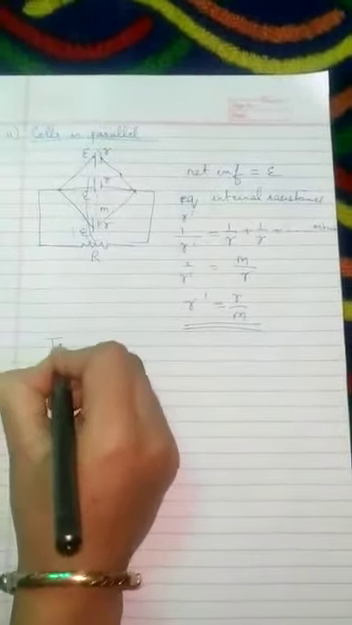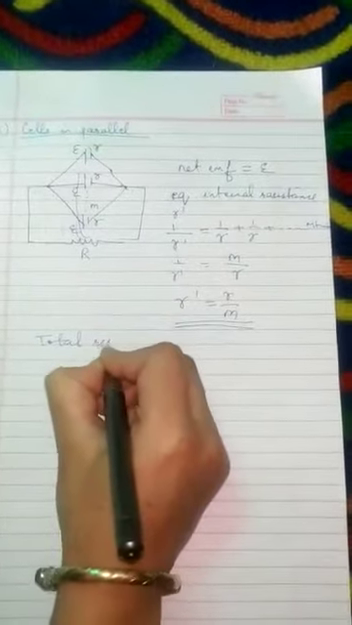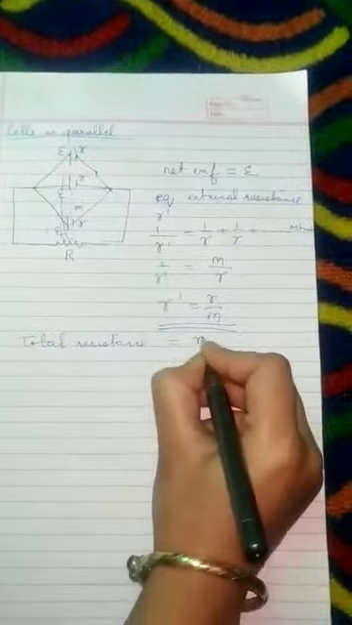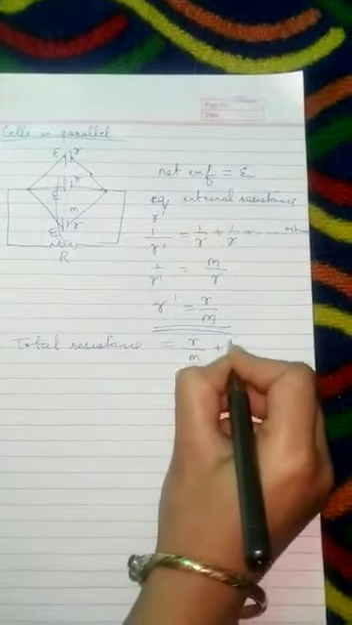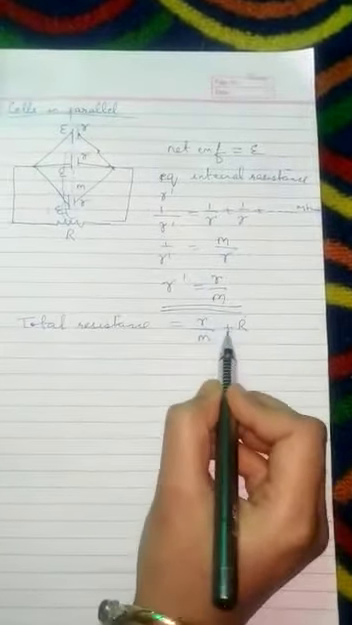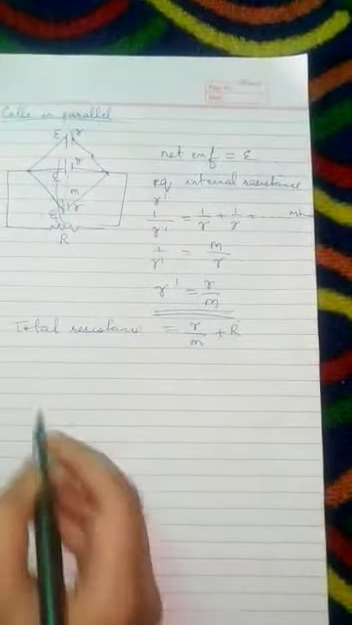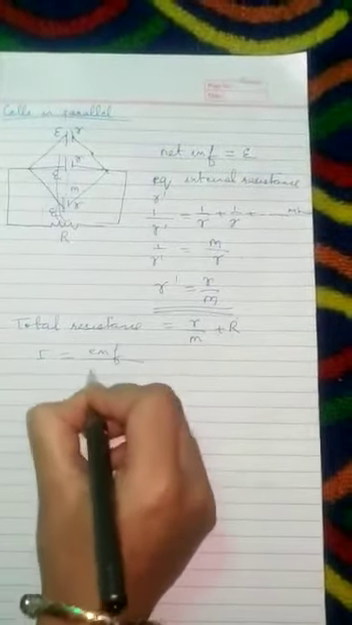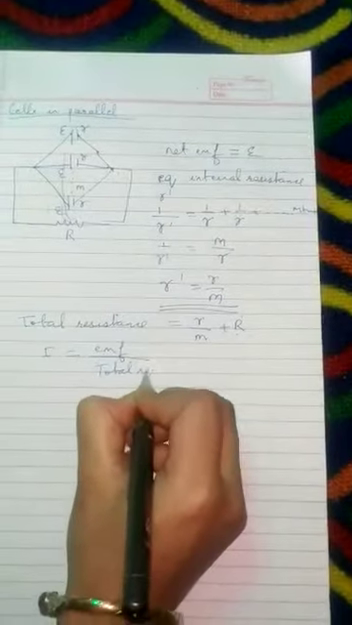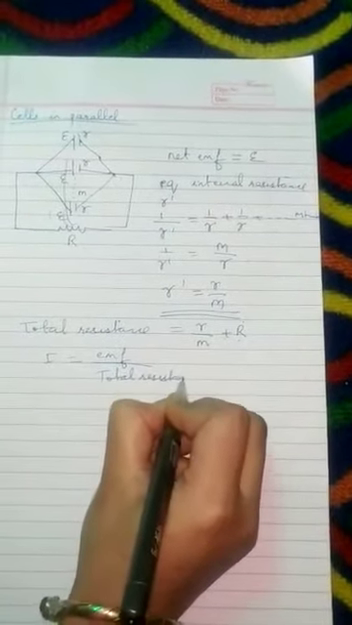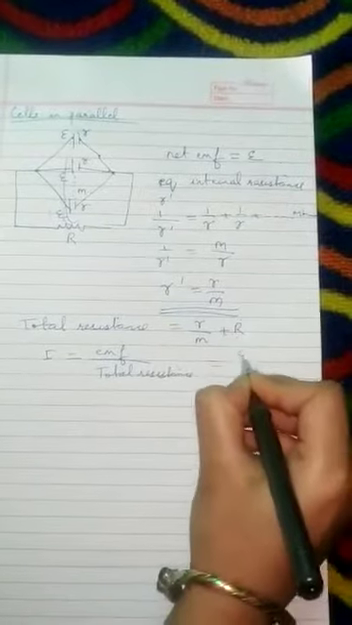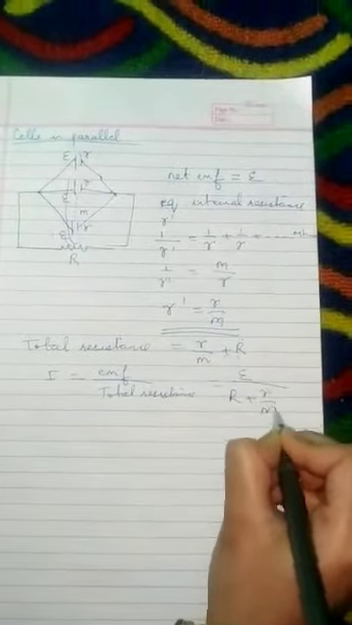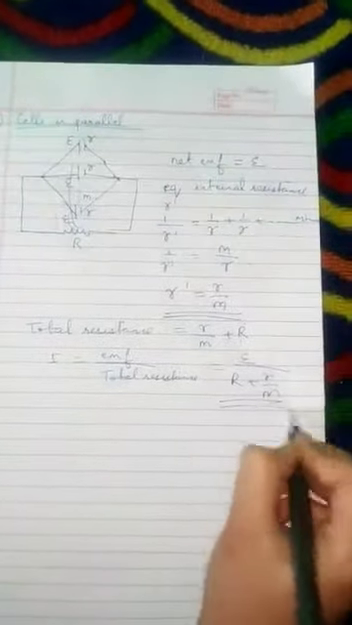So the total resistance will be equal to the internal resistance plus the external resistance, that is R by M plus R, and the current drawn will be equal to the net EMF by the total resistance, which is nothing but epsilon divided by R plus R by M. This is the current drawn.